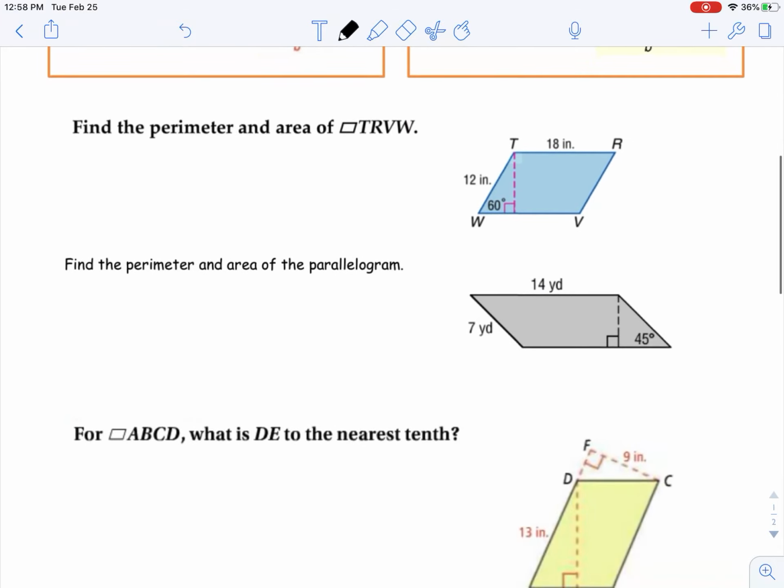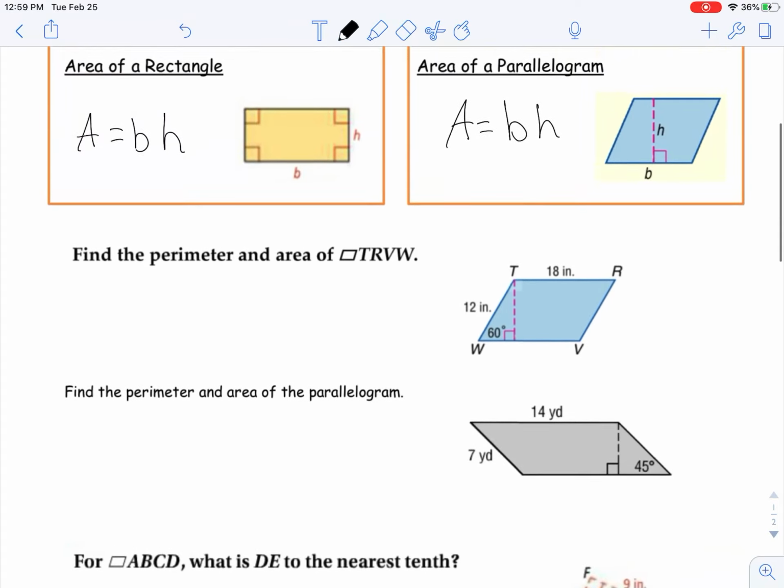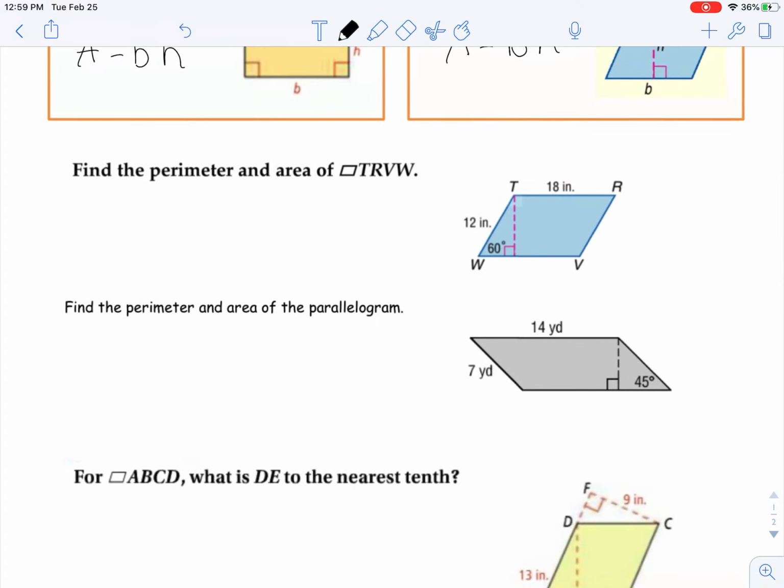All right. So as we move on here, as you can see, we already have a 30, 60, 90 triangle right here. And you can tell that it's a 30, 60, 90 because we have that 60-degree angle and a right angle. So we are going to use our properties of 30, 60, 90 triangles to figure out what this height is. Because when we figure out what the height is, we have base times height.